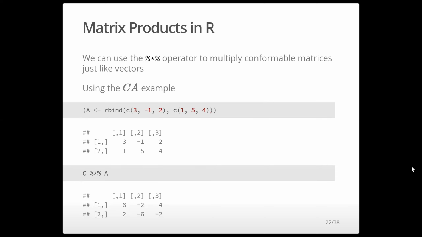We can use the special operator in R, with the percent signs and the star, to multiply matrices, just like we did vectors. I already made C, now I'm going to make A. And now I can multiply C by A, and we see we get the same result as when we did it by hand. So this is a good way to check your work. And when you're doing this in real life, you will probably just do it this way.